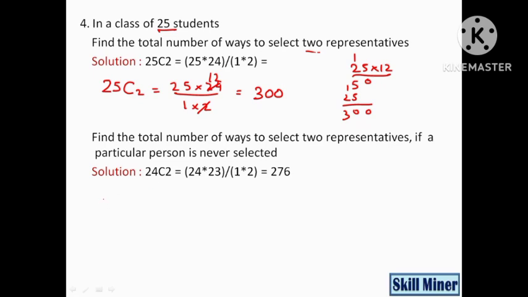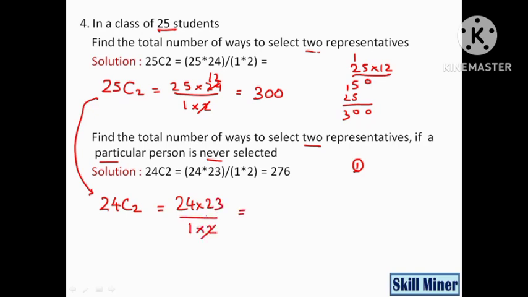Now, in the second subdivision, find the total number of ways to select two representatives if a particular person is not selected. Since one particular person is not selected at all, our answer will be 24C2. From 25, it is reduced to 24, which is equal to 24 into 23 divided by 1 into 2, 12 into 23, which gives me the value 276. This will be our answer. Okay.